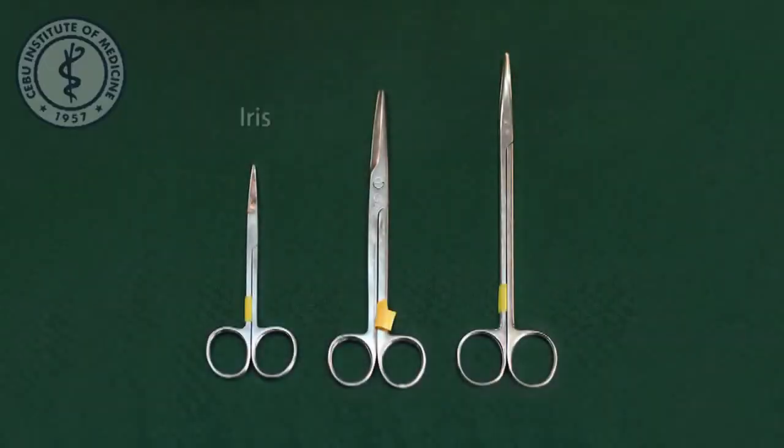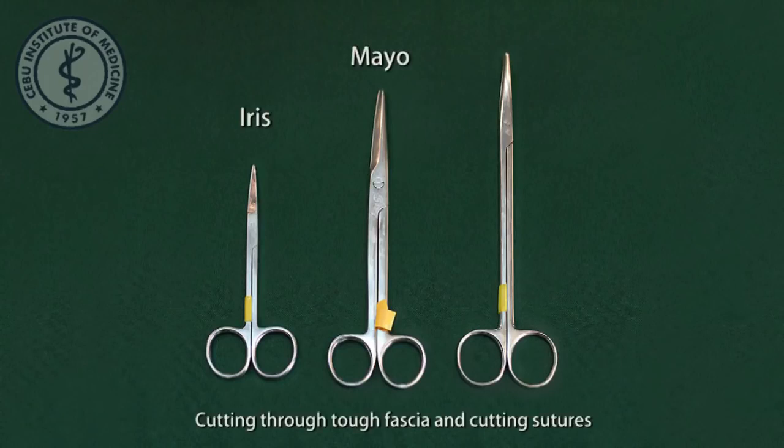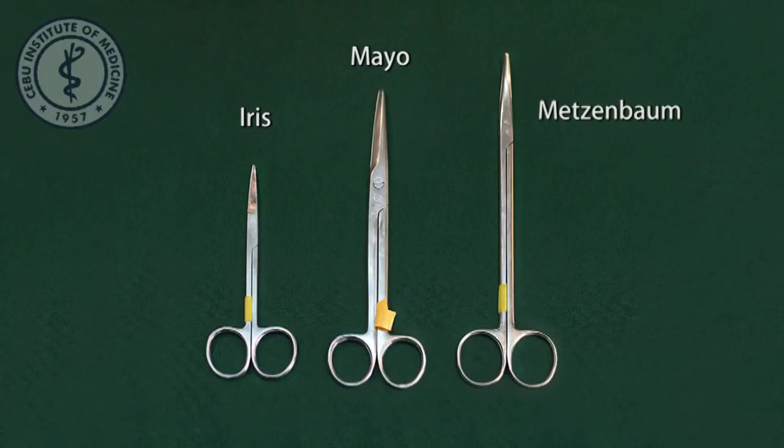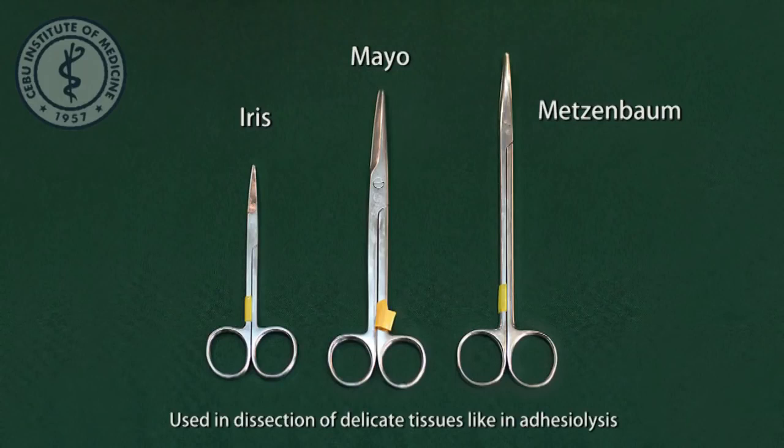Scissors. Iris scissors, used in cutting or fine dissection. Mayo scissors, for cutting through tough fascia and cutting sutures. Metzenbaum scissors, used in dissection of delicate tissues, like adhesiolysis.